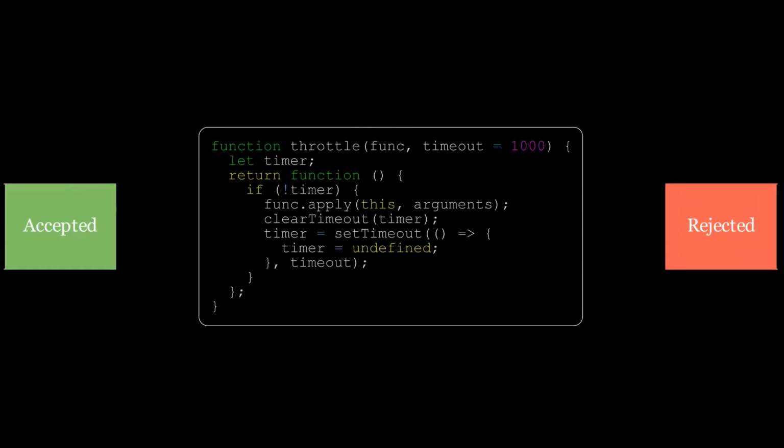So let's go over step by step what's happening. We try to execute our first function call, which will get executed because timer is undefined. Timer will be equal to this set timeout. Now, until the given milliseconds have passed, this if statement will reject any call to the function because timer is not undefined. But after the limit passed, in our case 1 second or 1000 milliseconds, timer will be undefined again, so we can call the function again and set a new timeout.